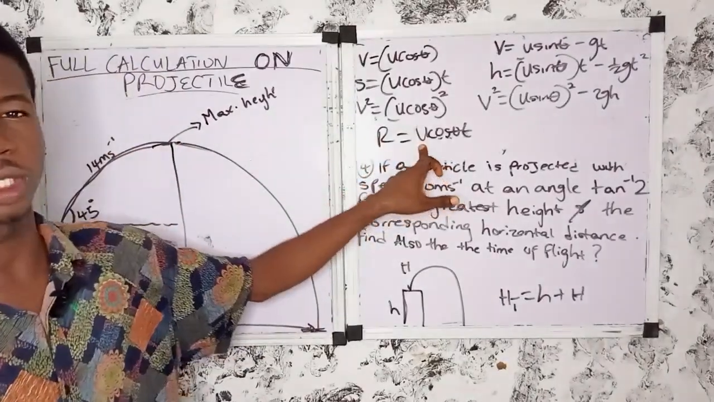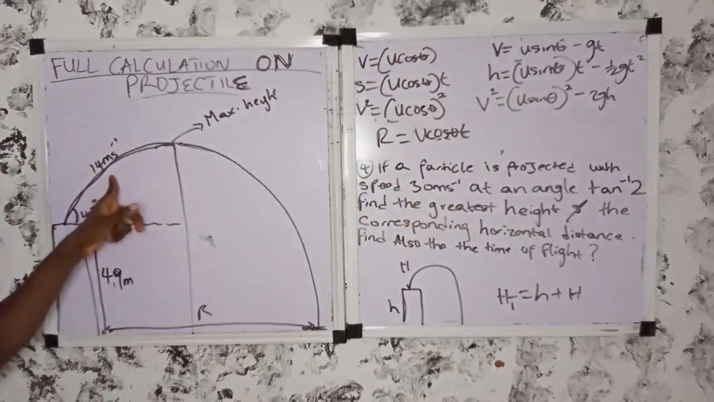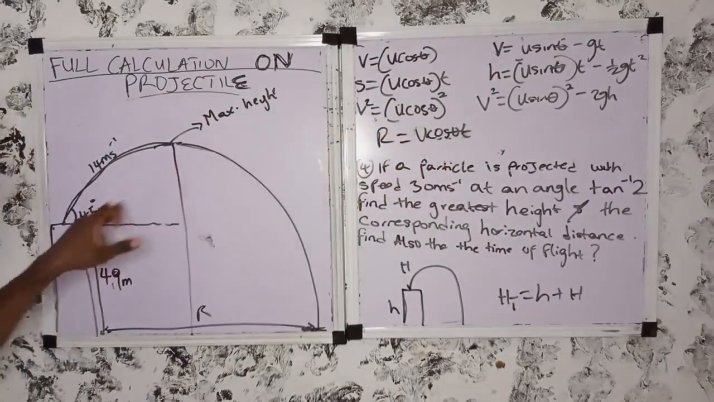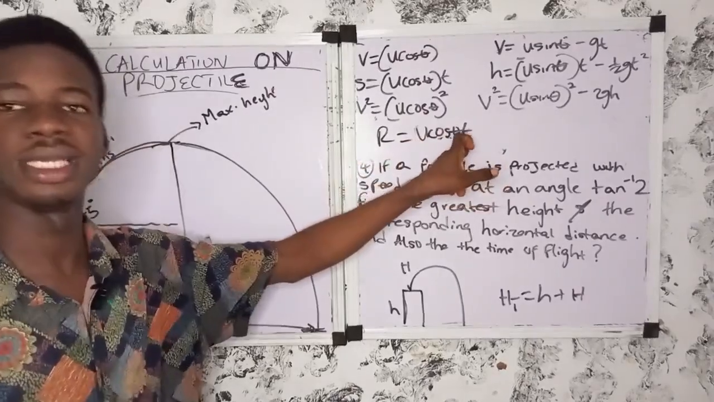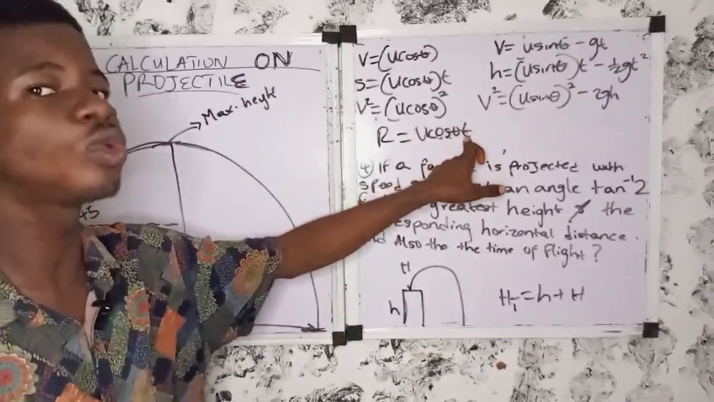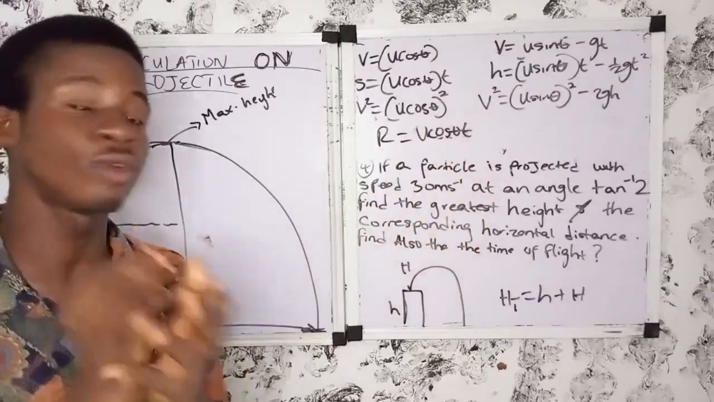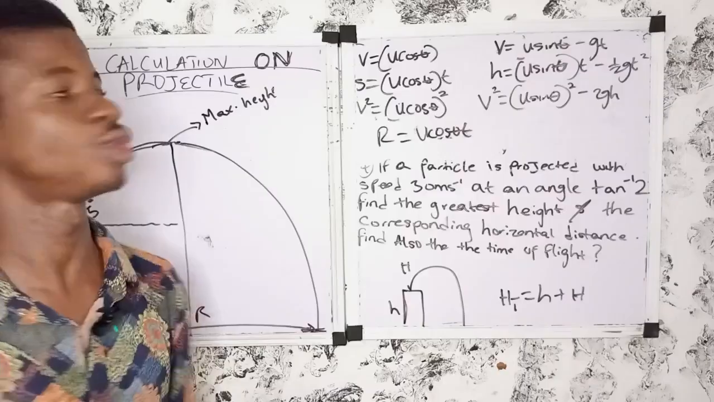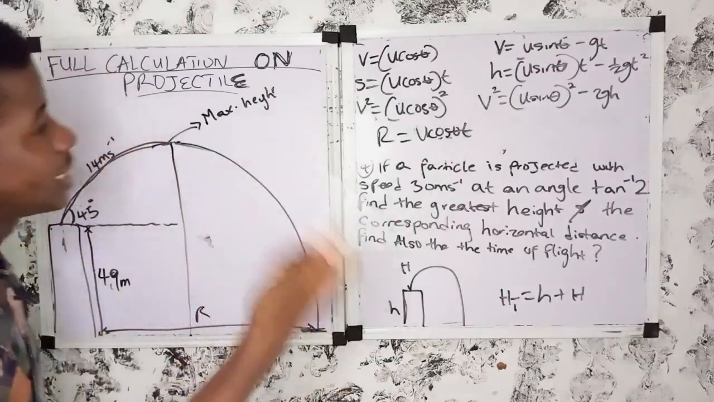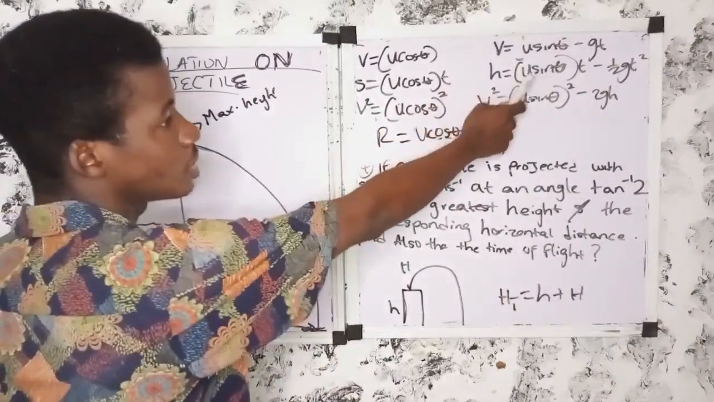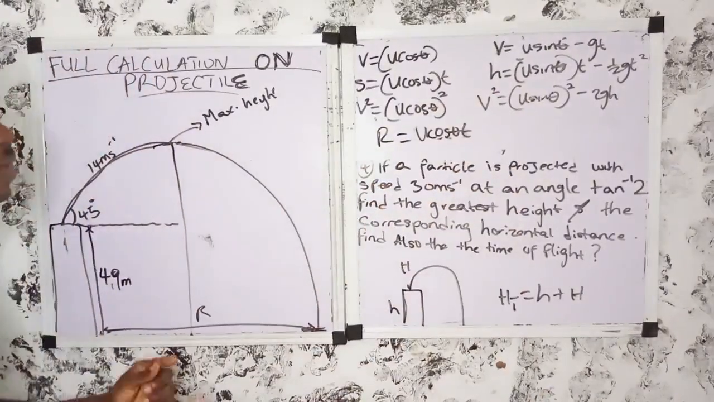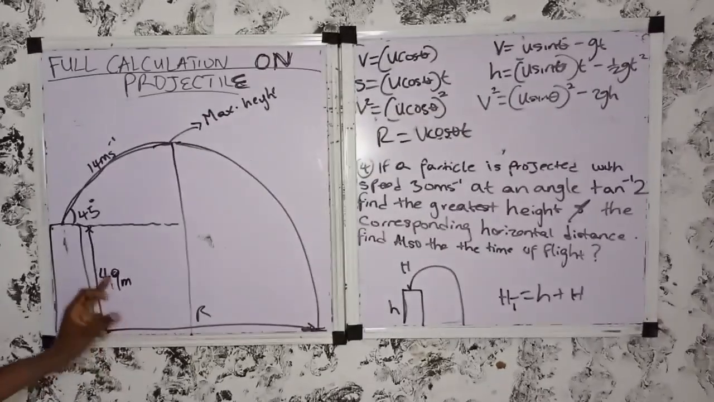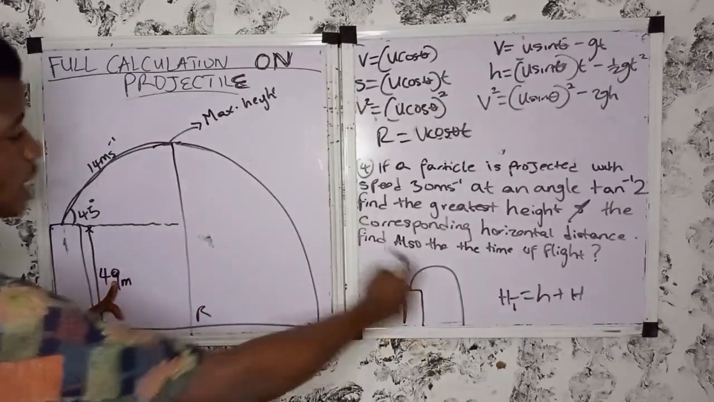Now they gave us the initial velocity, which is 14. They gave us the angle, which is 45, but they didn't give us time. So how are we going to look for time? Because if we don't look for time, we cannot get the range. We can get time using this second equation, where this H is this one here, 46. I don't know if you understand. So we use this H.